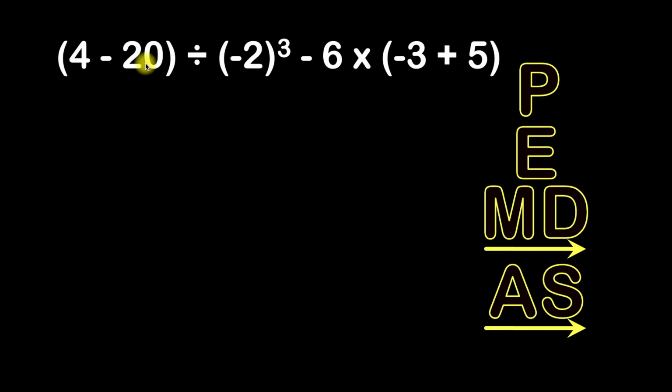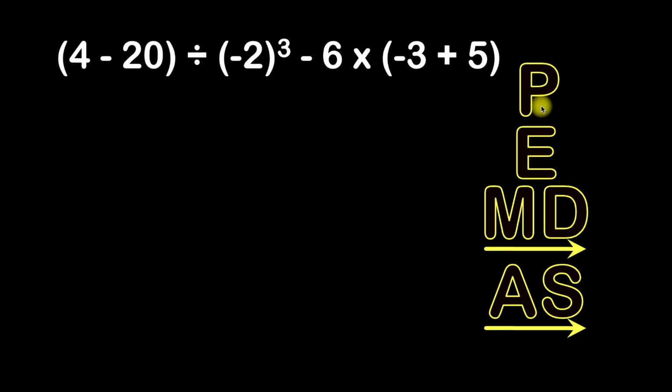We still have 4 minus 20. We still have divided by negative 2 to the third. The only thing I did was I put negative 6 times and then the parentheses. It makes it easier to read. So now we'll start with step 1.